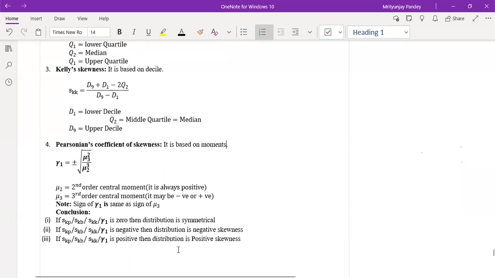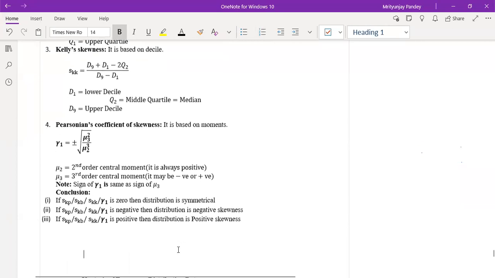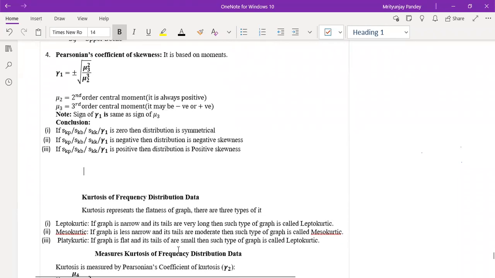Now the next concept: kurtosis of frequency distribution data. So what is the kurtosis of frequency distributed data? This concept represents the flatness of the graph.